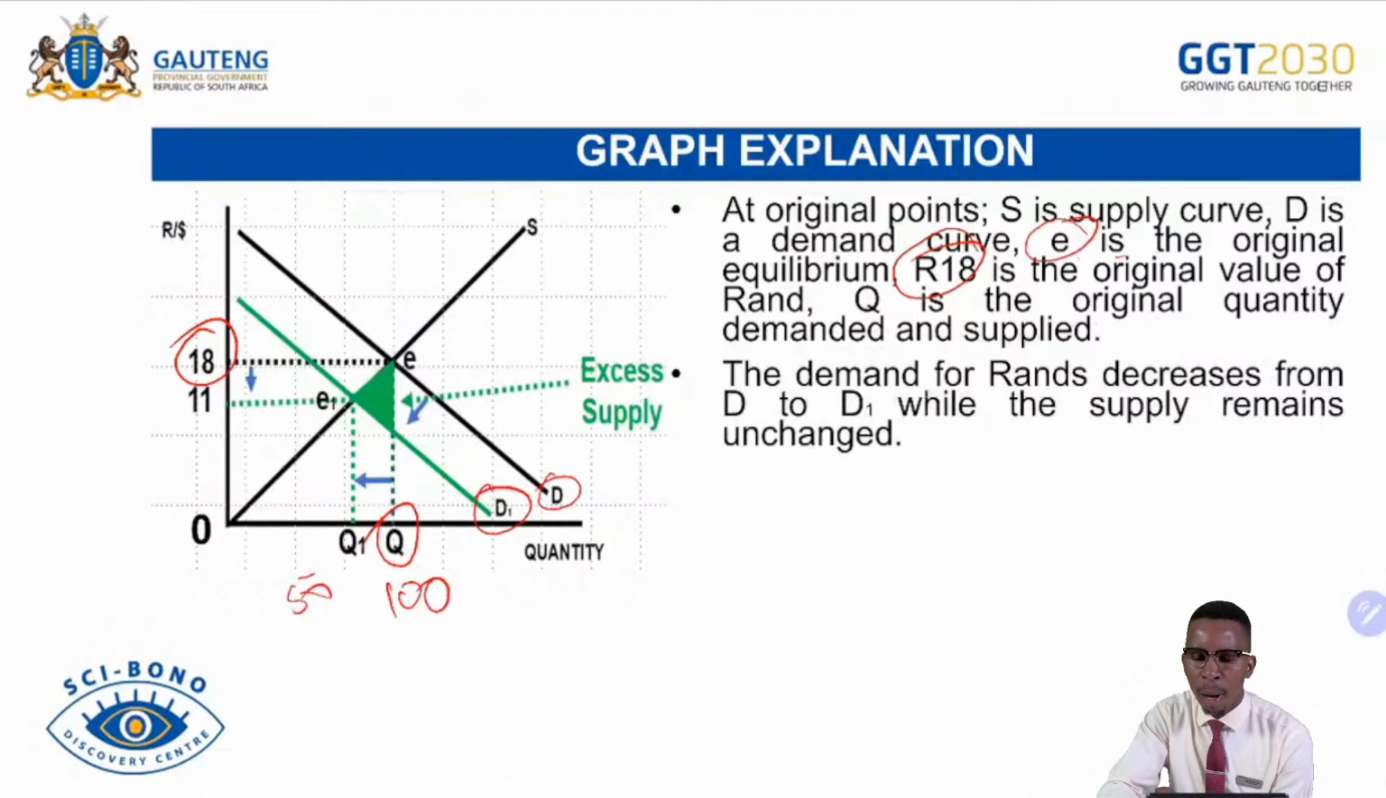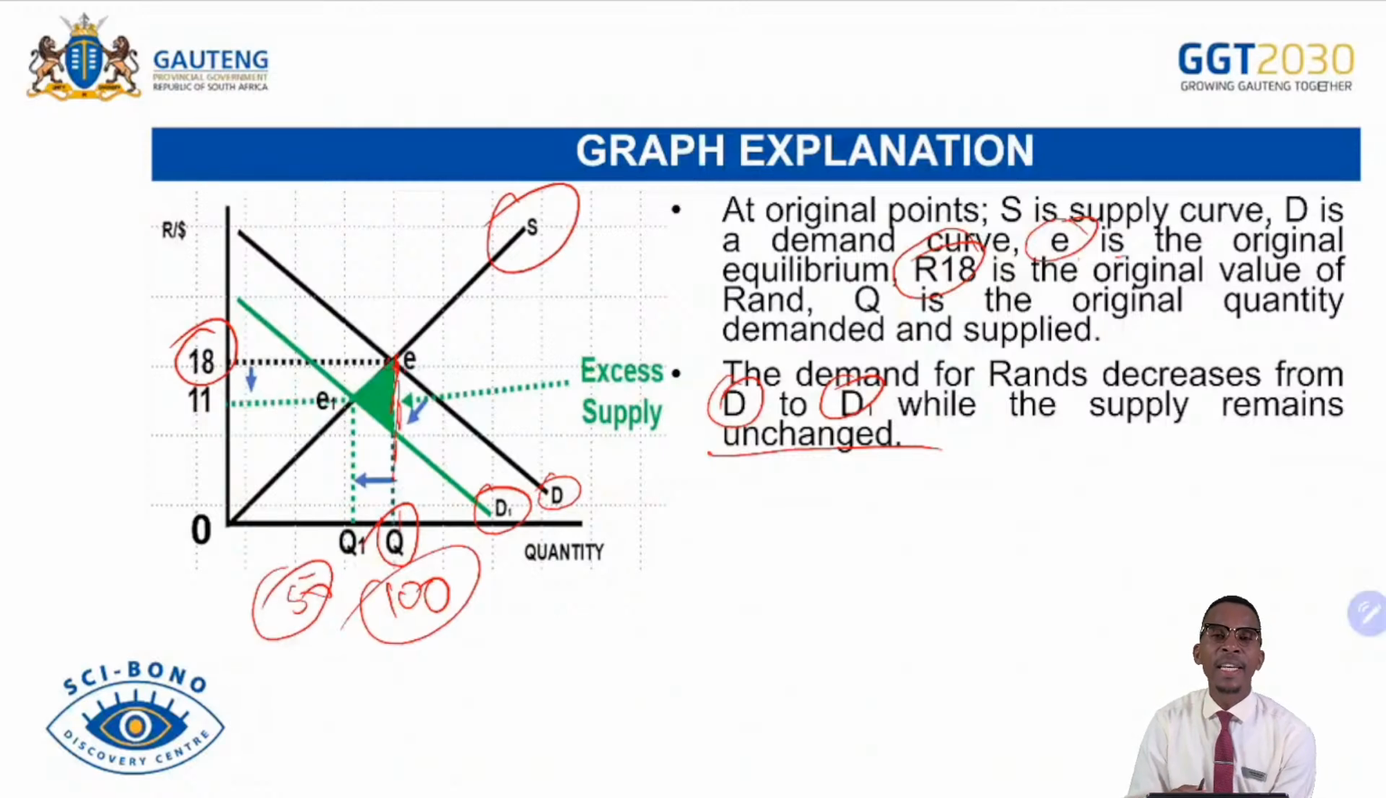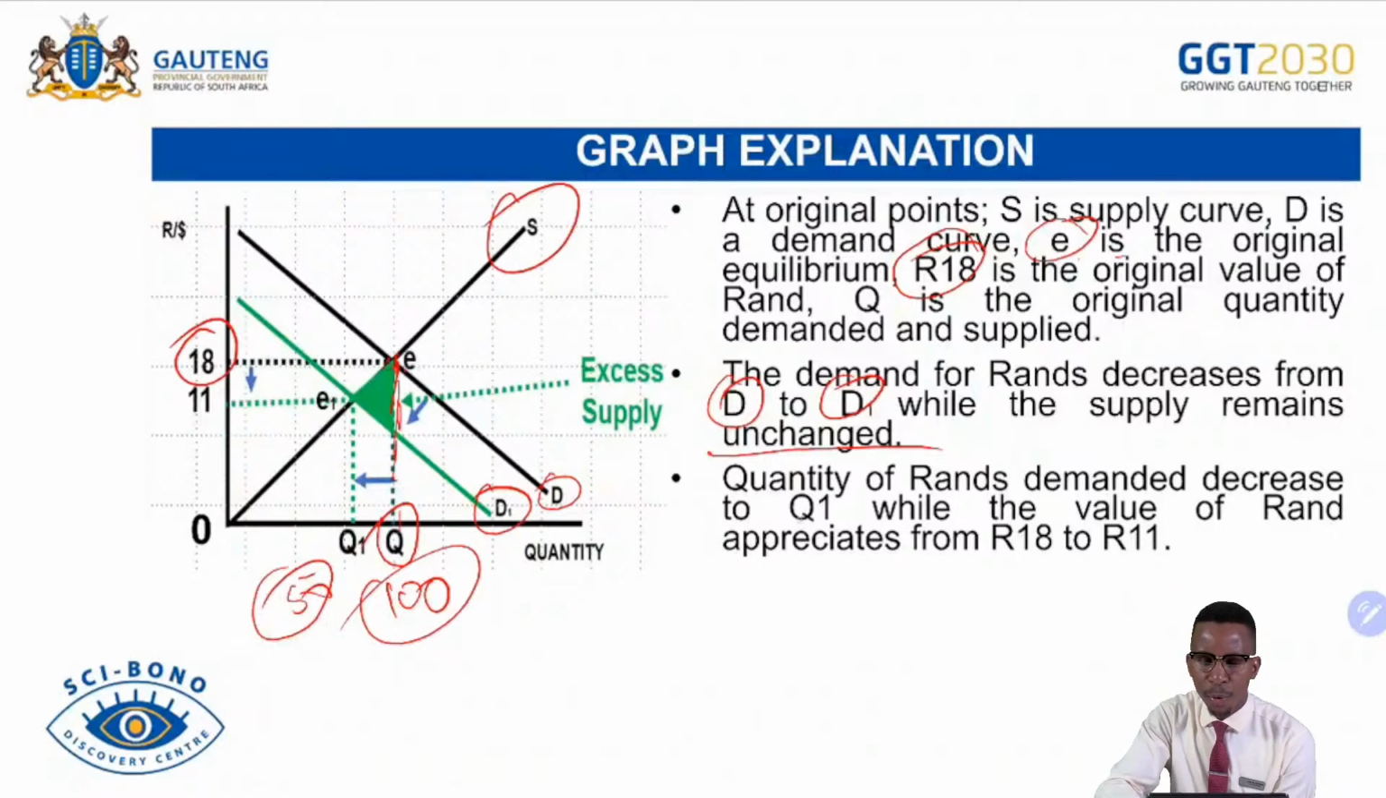The demand for rand decreased from D to D1 while the supply remains unchanged. You can see the supply remains at S, so it remains high. The quantity supplied remains at Q, which is 100 units, but the quantity demanded decreased from 100 to 50, which is now Q1. This tells us that there is an excess supply. There is more supply of rand than the demand for South African rand. The quantity of rand demanded decreased from Q to Q1, while the value of the rand appreciates from 18 to 11 rand.